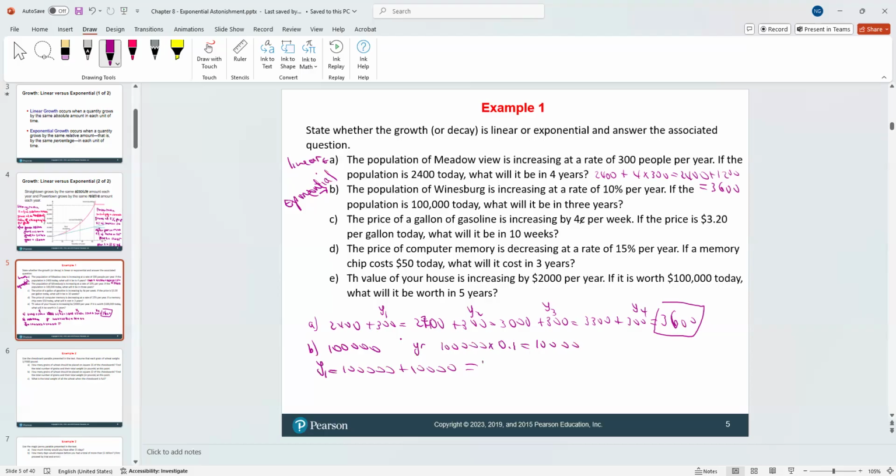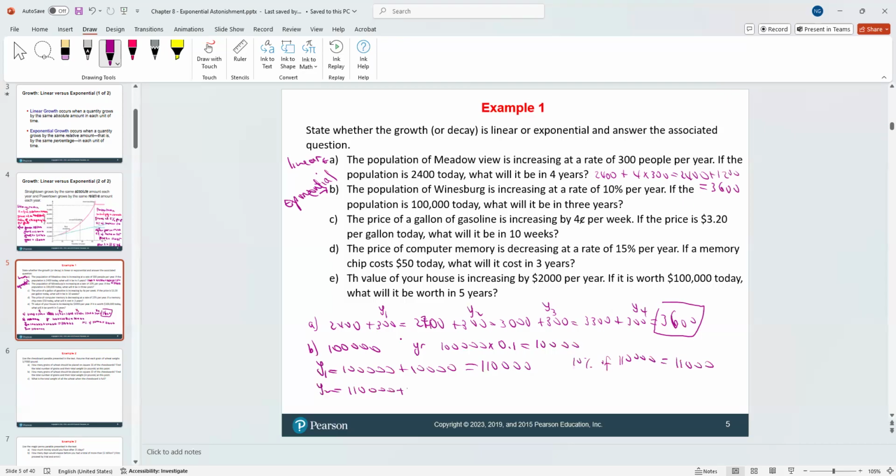So that would be 110,000. Now, second year, you no longer take 10% of 100,000, you take 10% of 110,000. So if you take 10%, 110,000 times 0.1, that gives you 11,000. So 10% of 110,000 is 11,000.